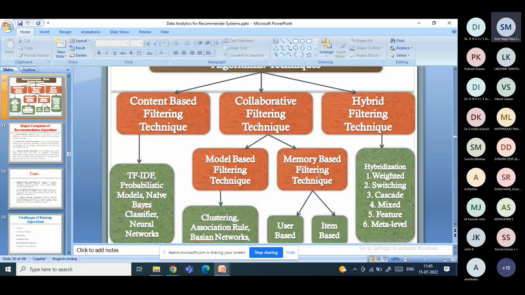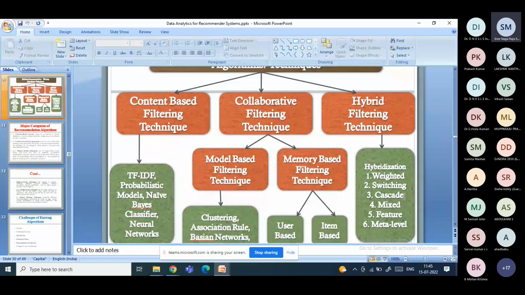The collaborative filtering algorithms are categorized into two: model-based filtering algorithms and memory-based filtering algorithms. The model-based filtering algorithms can be calculated with clustering, association rule mining, and Bayesian networks. Coming to the memory-based filtering algorithms, we have to concentrate on user preferences and item preferences, or item-based recommendations and user-based recommendations. Coming to the last one, hybrid filtering techniques. The hybrid filtering techniques are hybridization, weighted average, switching, cascade, mixture, feature level, meta level calculations. All these are the hybrid filtering techniques.